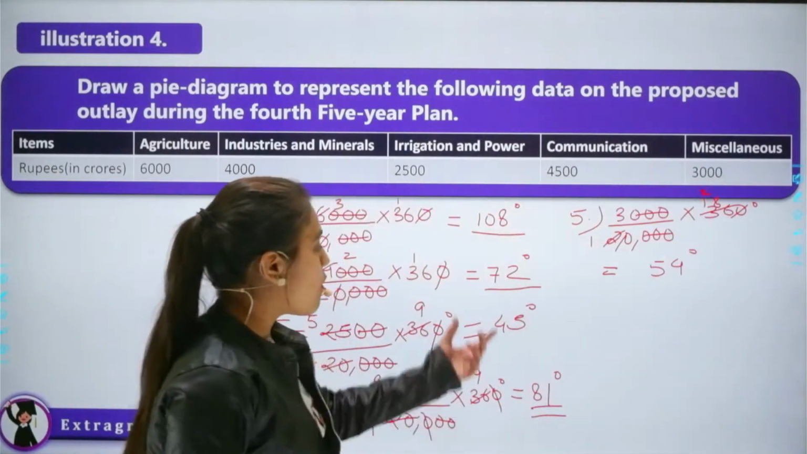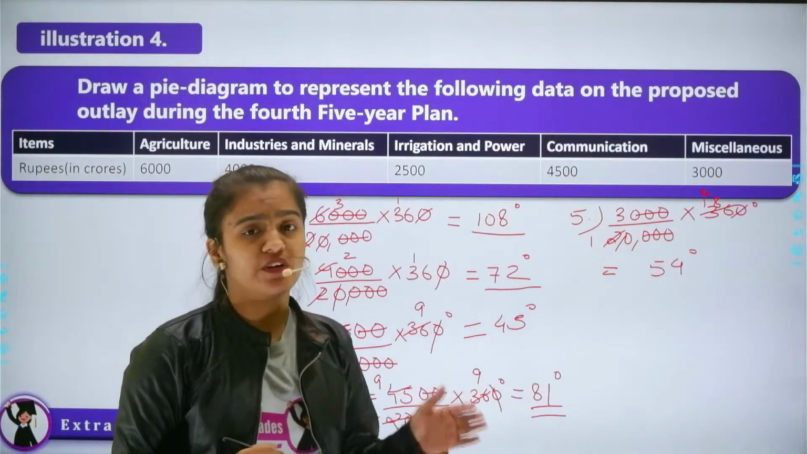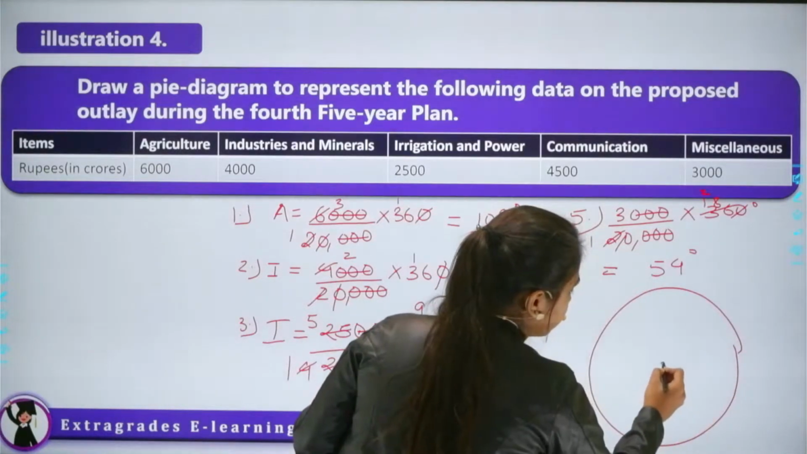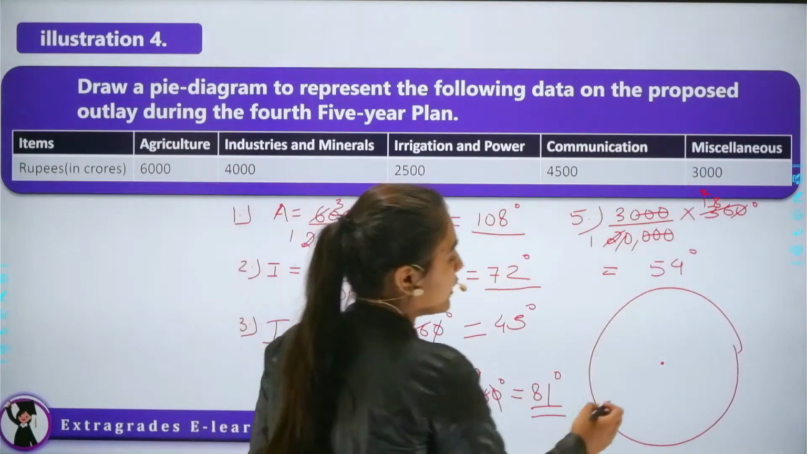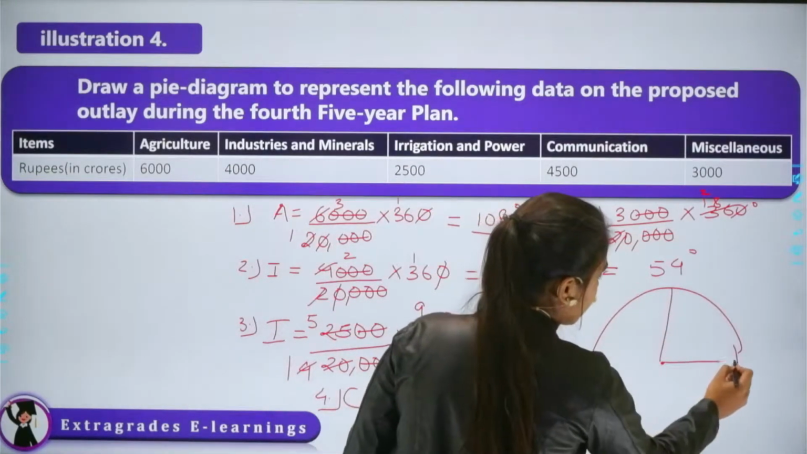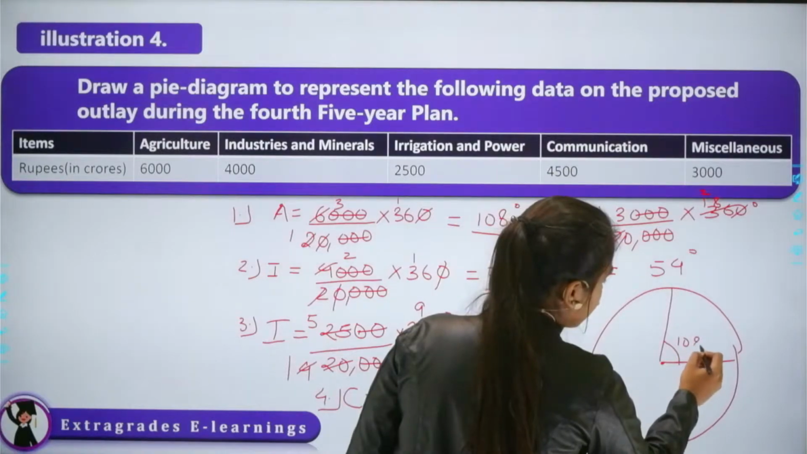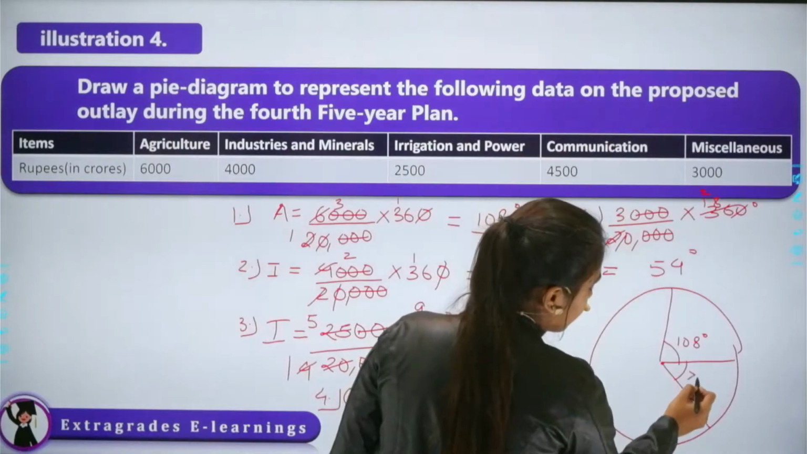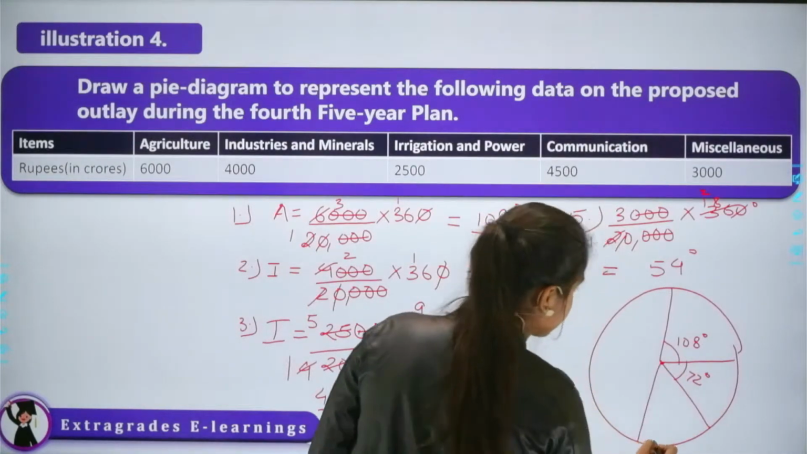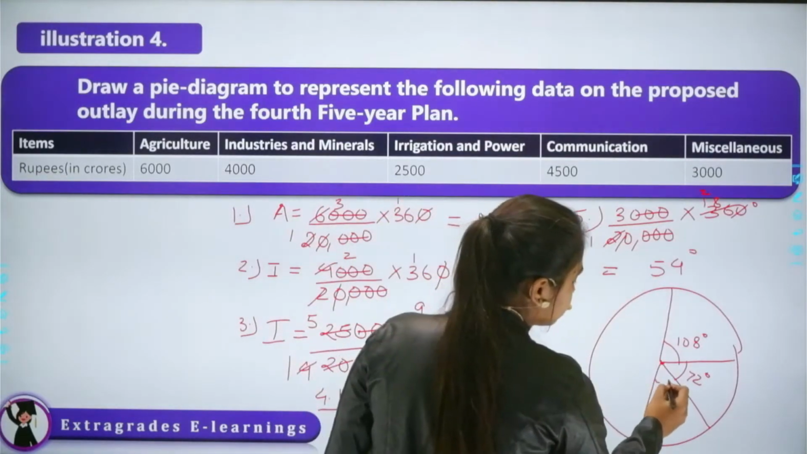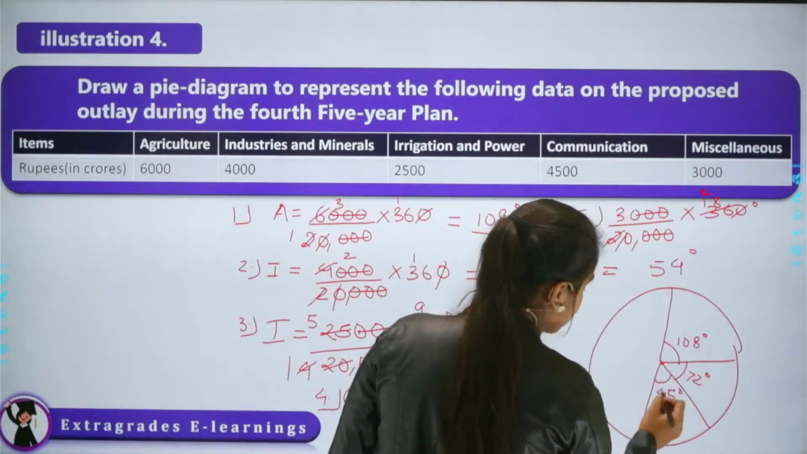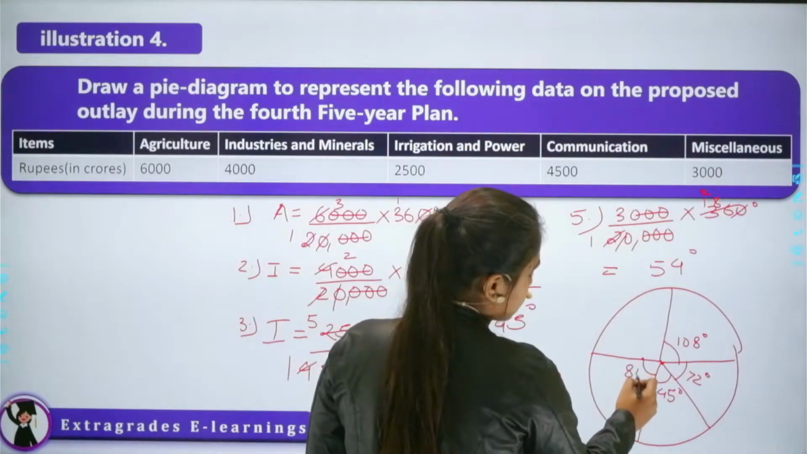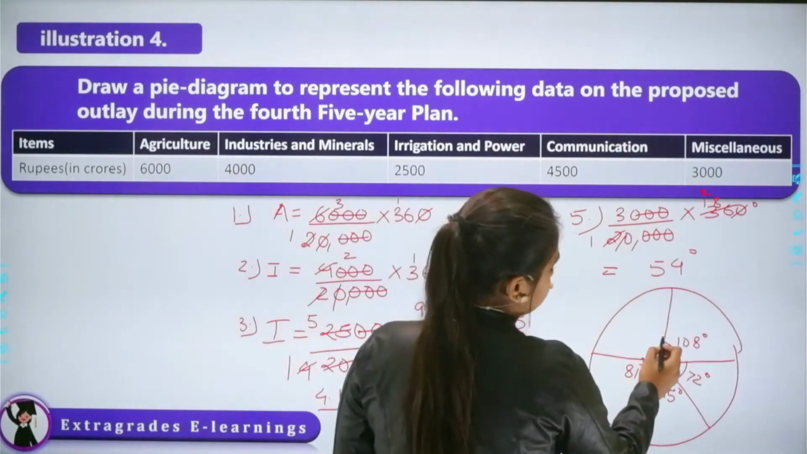Now representing all these degrees in a pie chart as we have already done, you can just form a small pie chart and mark them as 108, 72 degree, then we have 45, 81, 54.